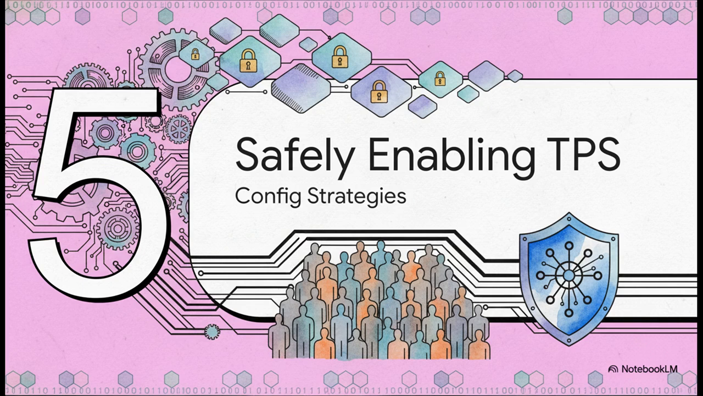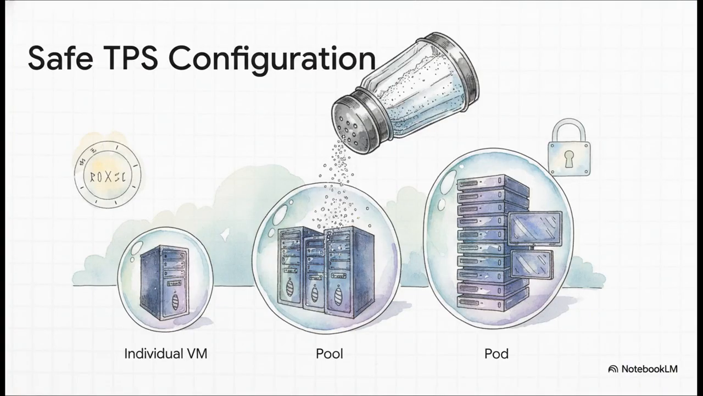Section 5. Safely enabling VDI memory sharing. Configuration strategies. So, if you're managing a VDI cluster, and you absolutely need the density and the cost savings that TPS provides, how do you actually turn it on without risking your whole environment? The key is restricted configuration. First things first, evaluate your setup. If you host highly sensitive data or security keys, just keep TPS off.